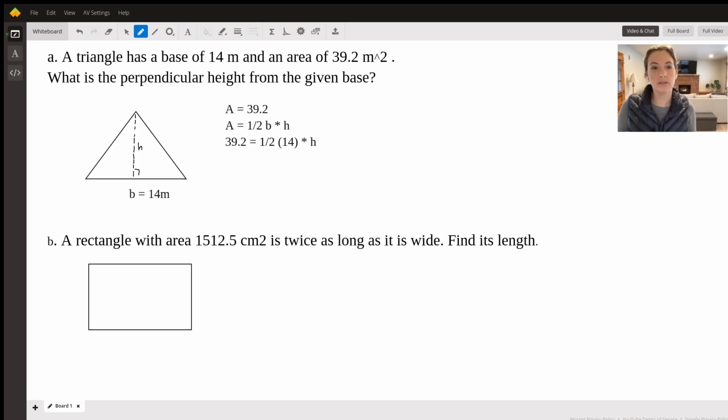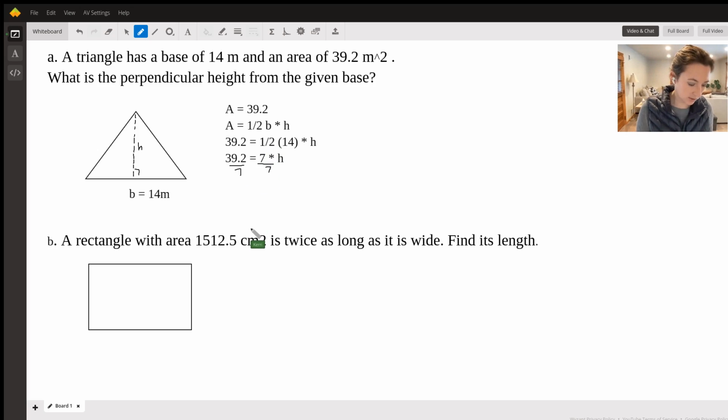So what you're going to do here is start to simplify this problem first. So what I could do is simplify 1/2 of 14. So half of 14 is 7. And from there, what I need to do is solve for h. So in order to solve for h, I'm going to have to divide by 7 on both sides to solve for h.